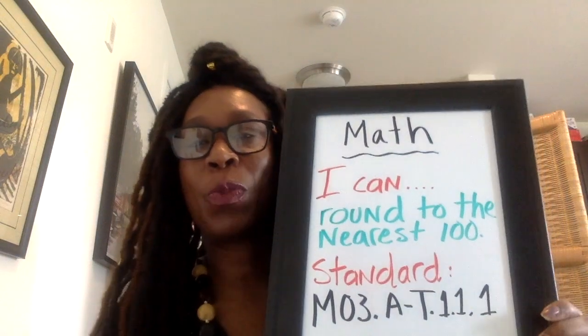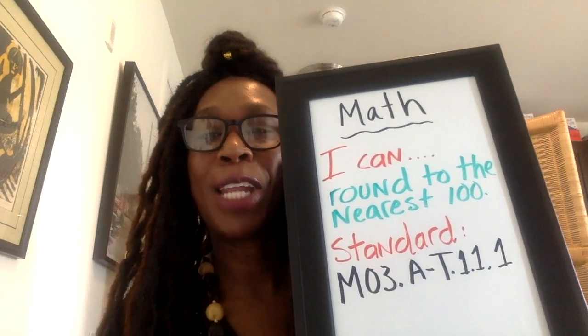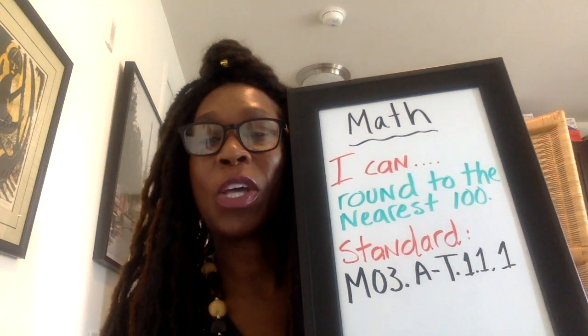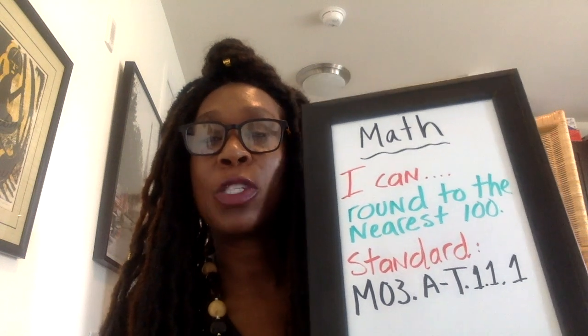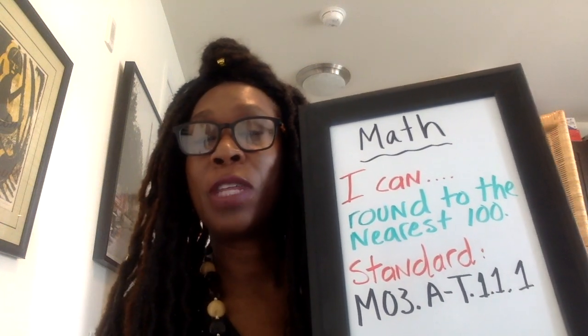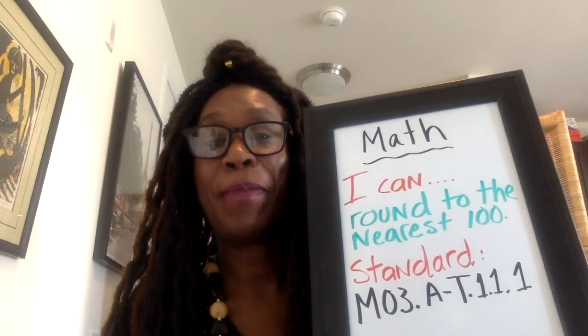Last week we learned about rounding to the nearest 10, and this week we are going to round to the nearest 100. Our focus for this week: I can round to the nearest 100. Miss Reed has also written down the standard, so your I can statement for this week is rounding to the nearest 100 for all of our lessons for Monday through Friday.